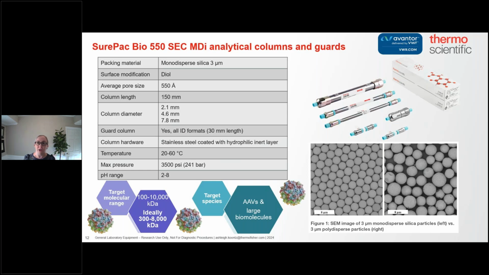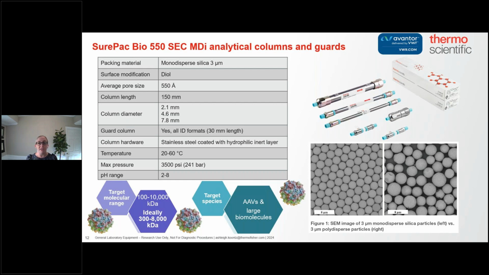We also have guard columns that are offered, and then just keeping in mind some additional operation parameters. This is silica, and so your pH range is standard at 2 to 8. So if you go higher than that, you're going to start seeing some deterioration in that silica. You're not going to get as good lifetime out of your column media.